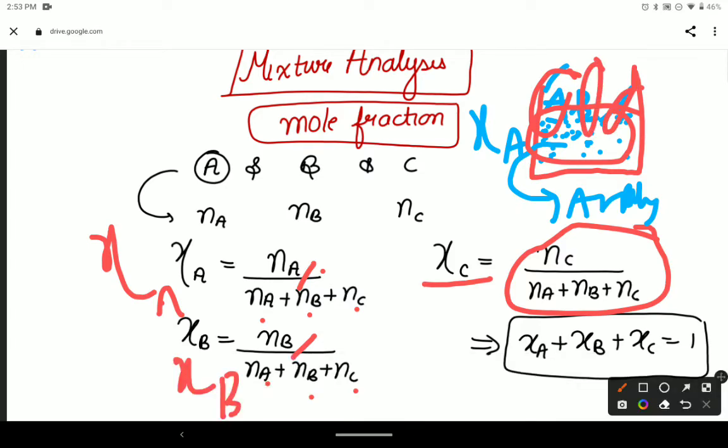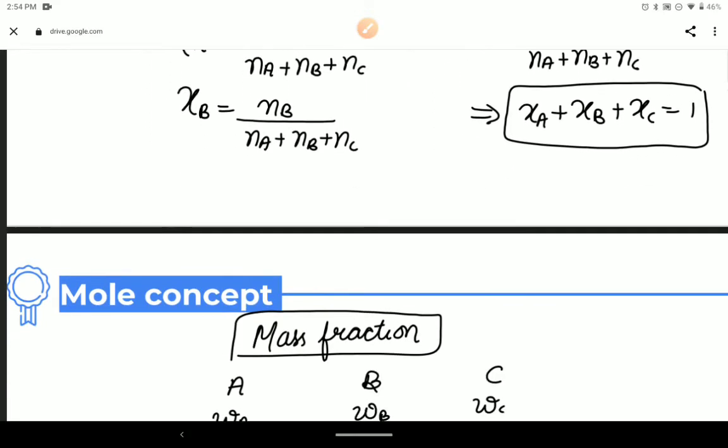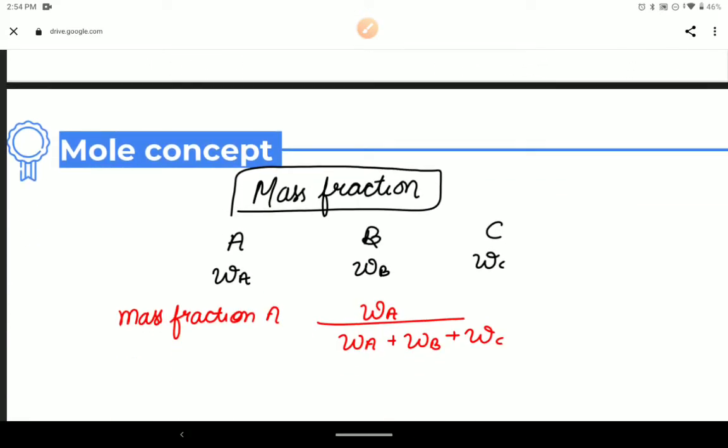In this mixture analysis, the first topic is mole fraction, and an important result is chi A plus chi B plus chi C is equal to 1. Okay. This first one is mole fraction. The second one is mass fraction. Actually, these are not very important for JEE Mains, but I will be explaining.